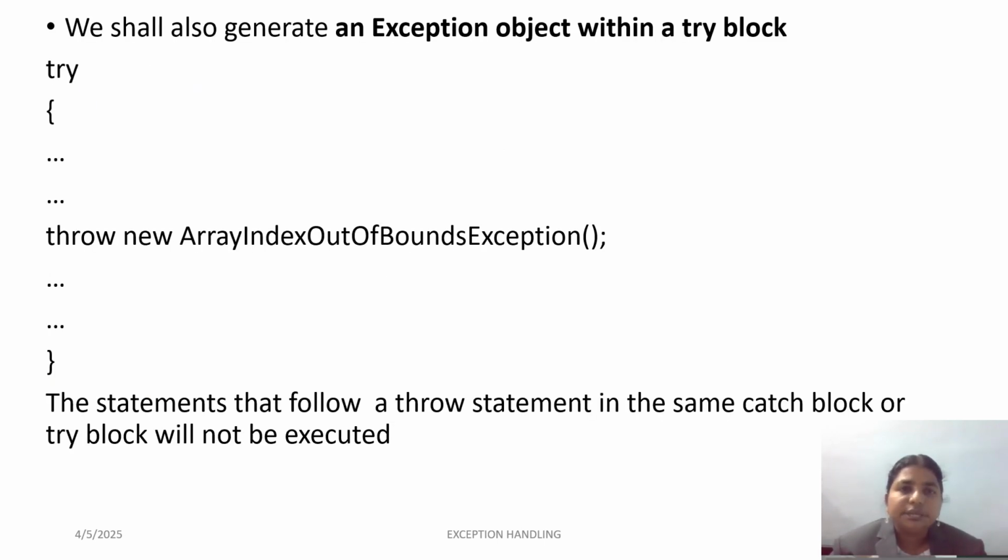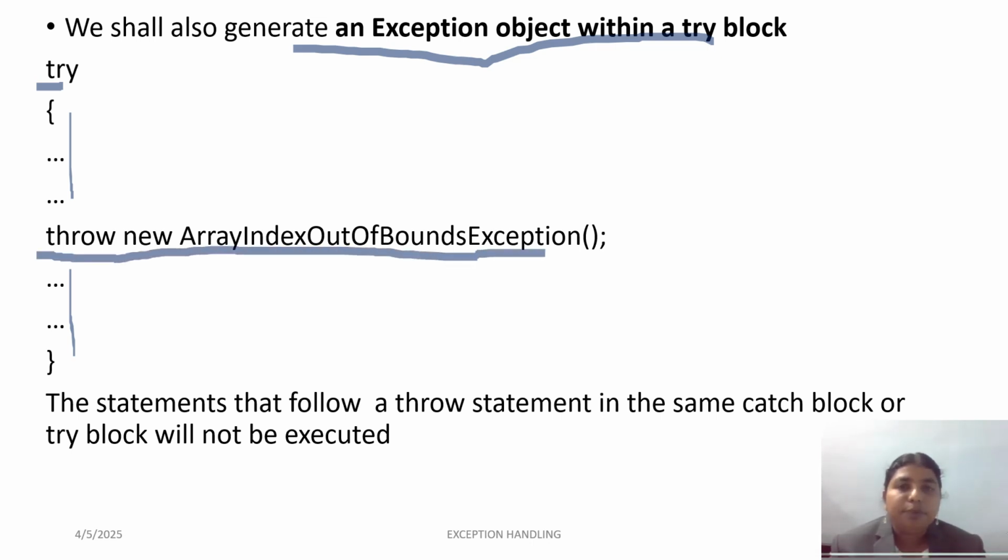We can also generate the exception object within a try block. So we have the try block inside which we have the set of coding statements, and we can also include the throw statement along with the type of expected exception. So here we can find throw new array index out of bounds exception. The statements that follow the throw statement in the same catch block or try block will not be executed.